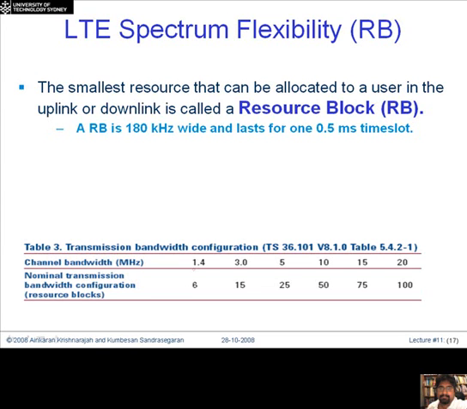So at the 1.4 megahertz bandwidth, which is the smallest bandwidth in the LTE system, you can have up to a maximum of 6 resource blocks. Because we said earlier that the subcarrier in LTE has a 15 kilohertz spacing, within one resource block you can have 12 subcarriers.